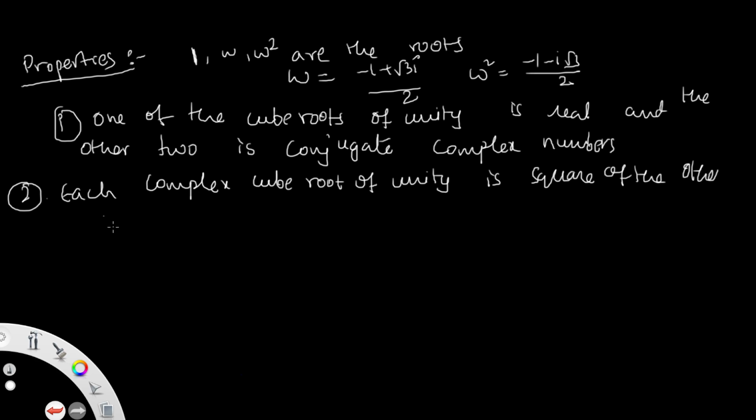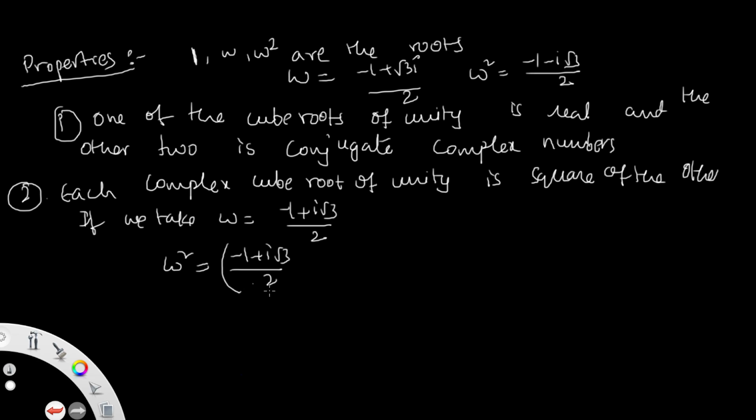Square of the other means, suppose we take omega as minus 1 plus i root 3 by 2. What we have learned is that each complex cube root of unity is the square of the other. So squaring on both sides, omega square is minus 1 plus i root 3 whole by 2 squared. That is in the form of 1 by 4 into 1 plus 1 minus 3 minus 2 root 3 into i, because i is there.